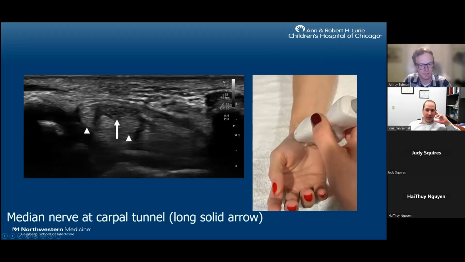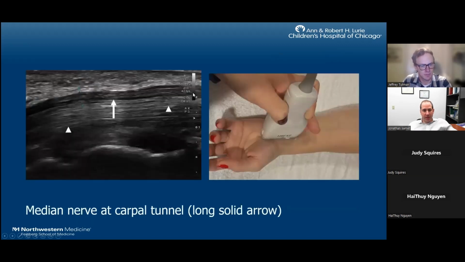And then here at the wrist, you can see the median nerve in the carpal tunnel. Here are tendons. They look different than the median nerve. And this is the flexor retinaculum. Okay. In longitudinal, you see the nerve has a different appearance than tendons. It's more hypoechoic, you can see the fascicles, and you're looking for any kind of pinch or narrowing.